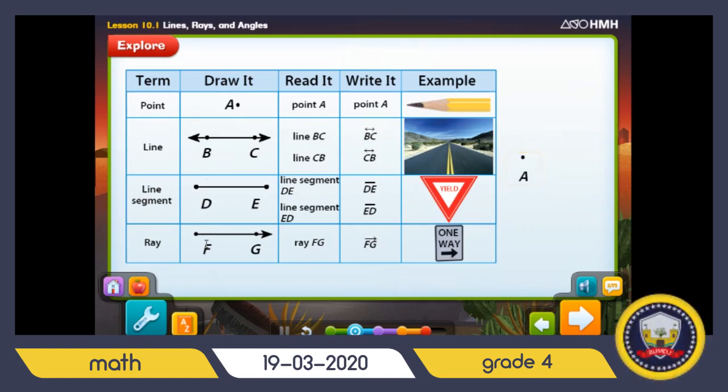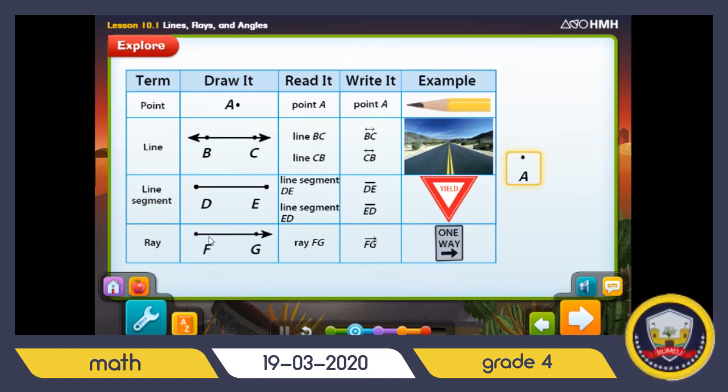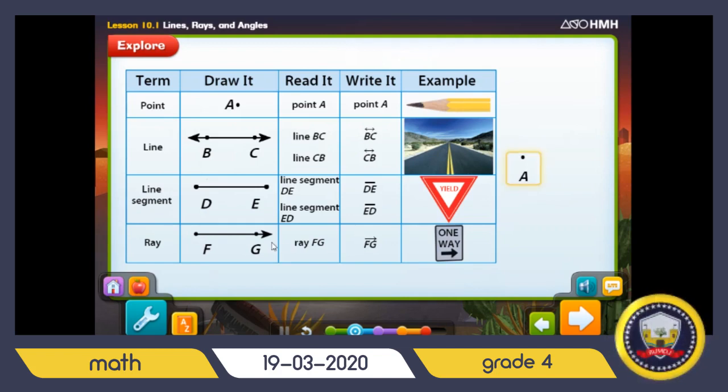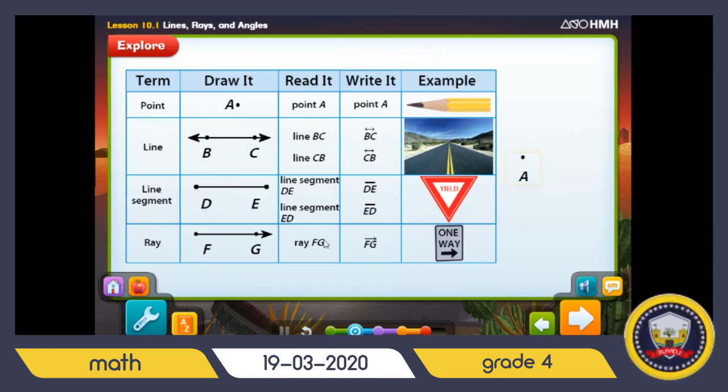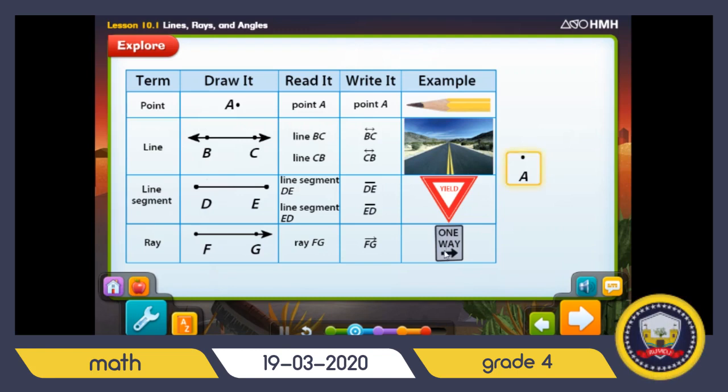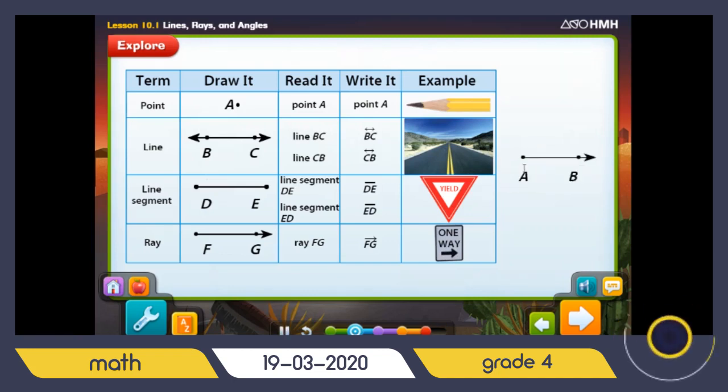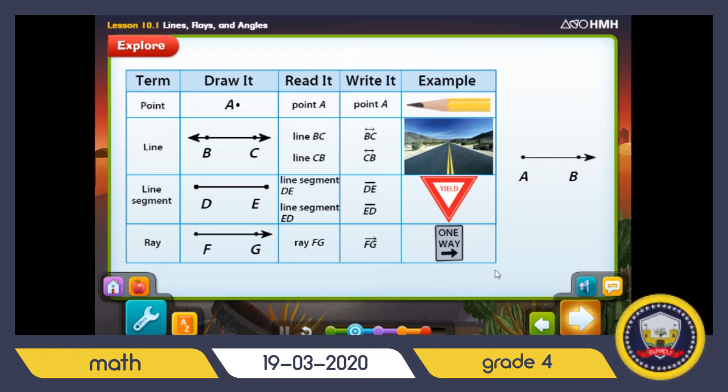So F, check my shape. F is the end point, like you see here, and G is the endless point, like you see here. The arrow should start from F till G. F, G, ray FG, one way. For example, this is an end point, but there is an endless point here. This is point A. If I draw point A and B, I'll say ray AB, right? Because this shape shows a ray. So let's move.